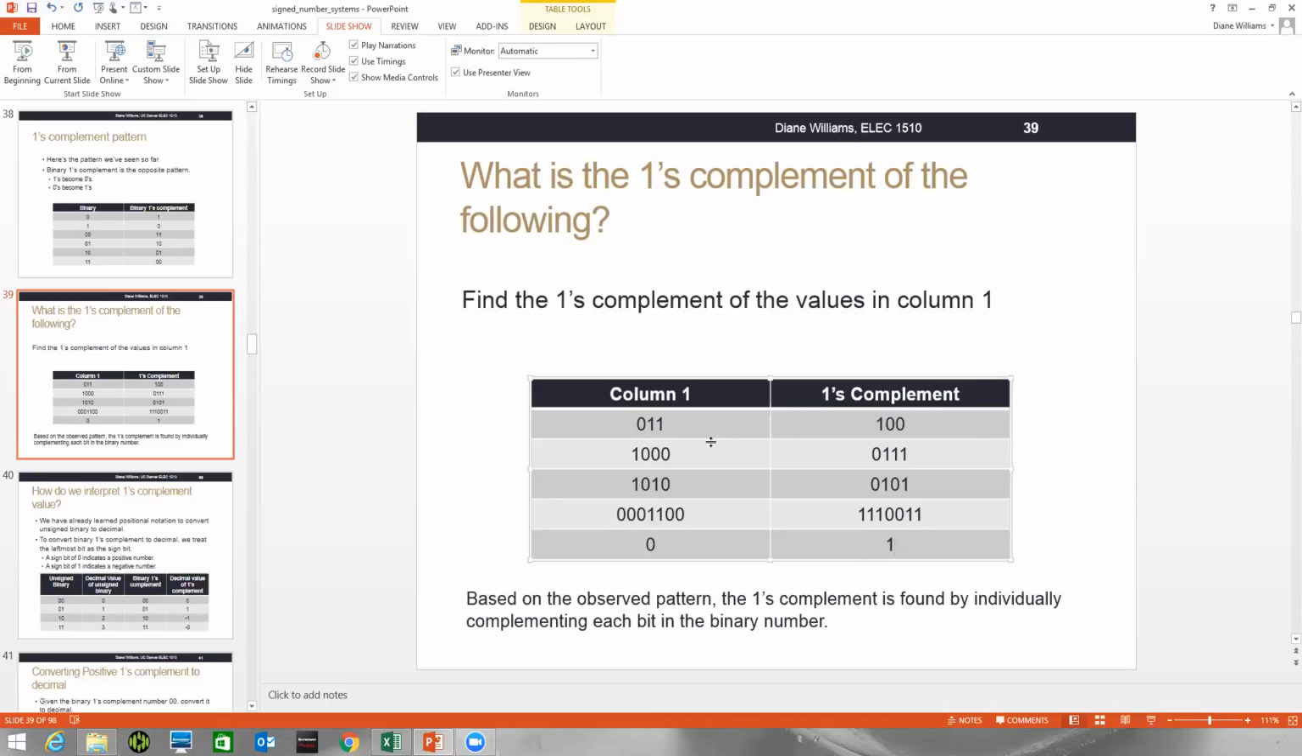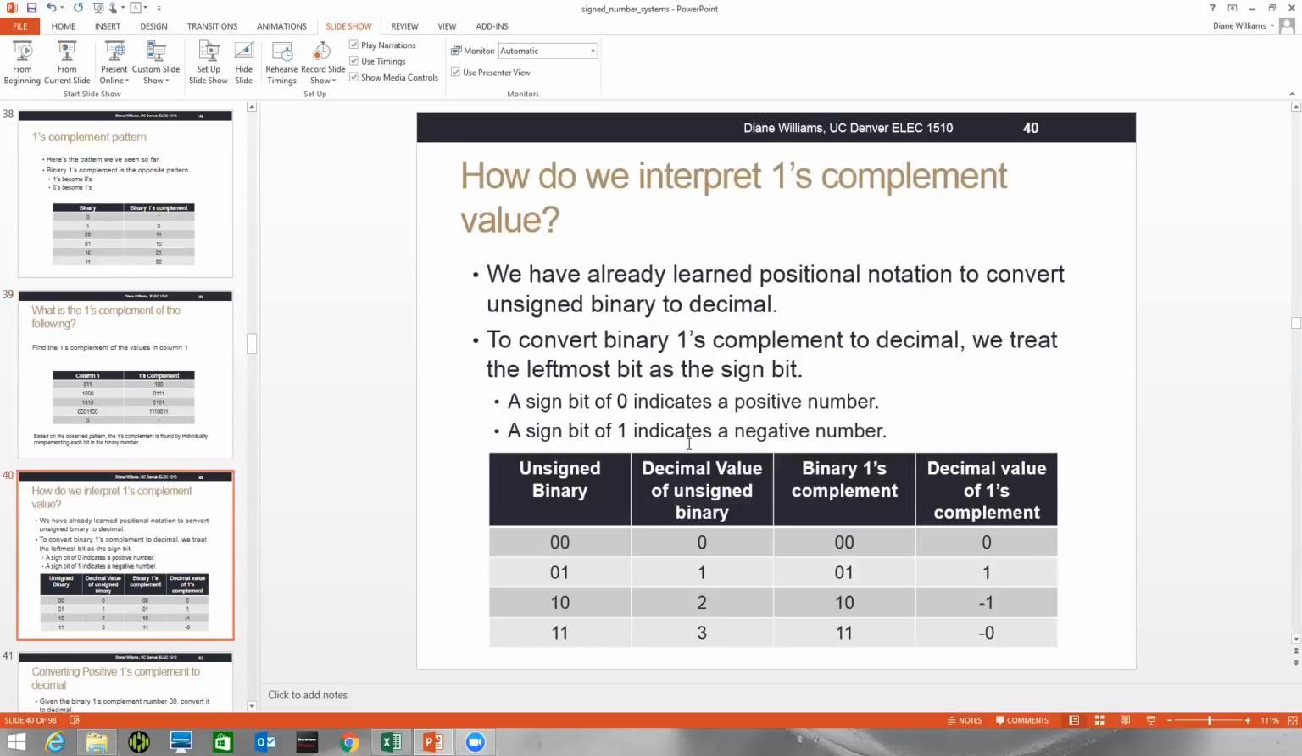So you can see now that we've observed that pattern, we don't have to go through all that math in order to calculate that. Now, we know how to form a ones complement number. What we're going to talk about next is how do we interpret its value. We've already been given some information.